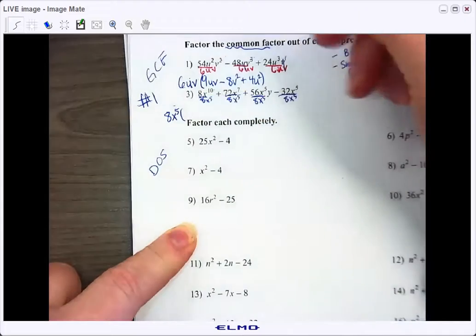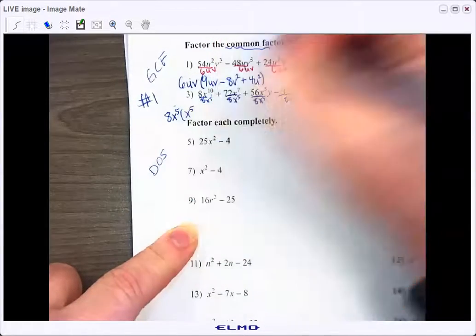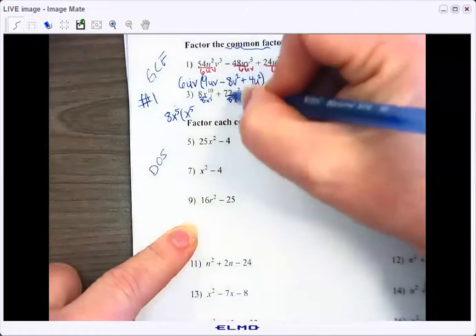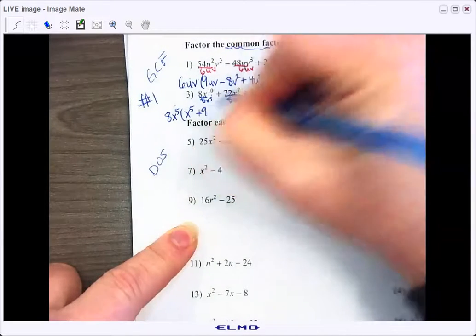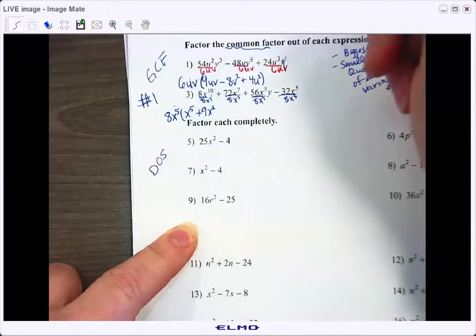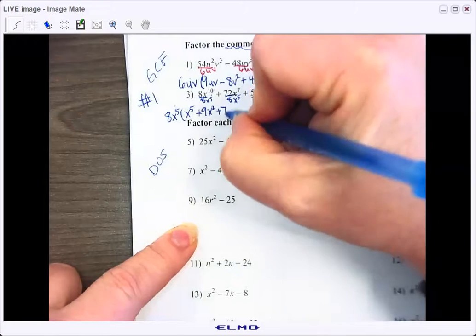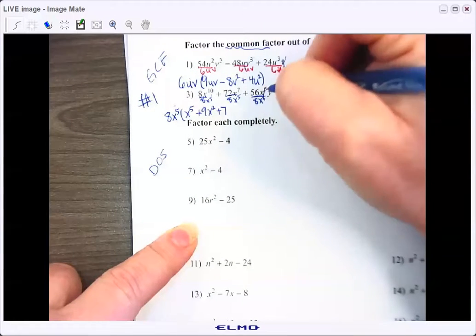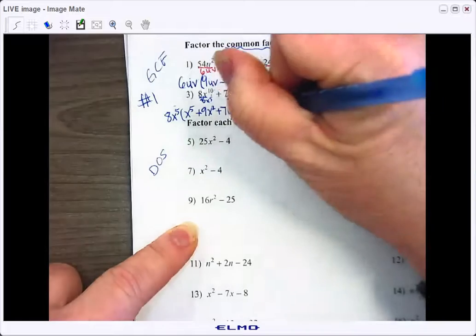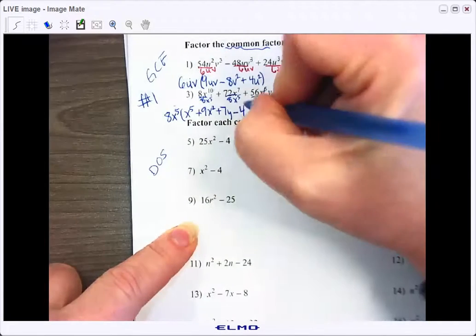Okay, so the 8s would cancel. 10 take away 5 is x to the 5. Okay, then I have a plus 9. 7 minus 5 is x to the 2. 56 divided by 8 is 7. The x to the 5's cancel, and I have a y left over. Minus 32 divided by 8 is 4, and x to the 5's cancel.